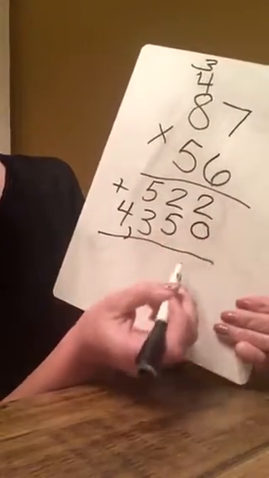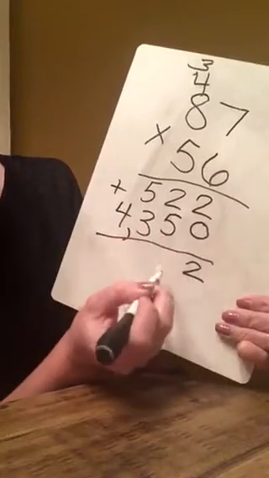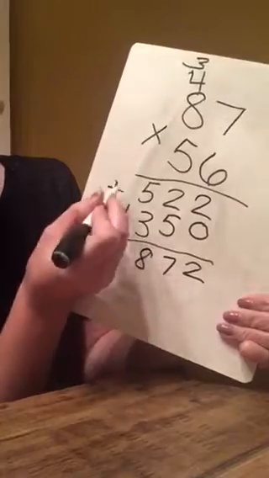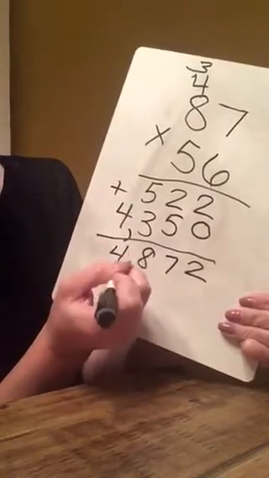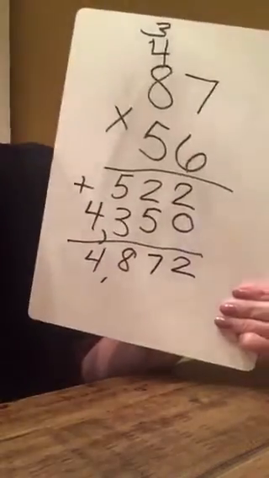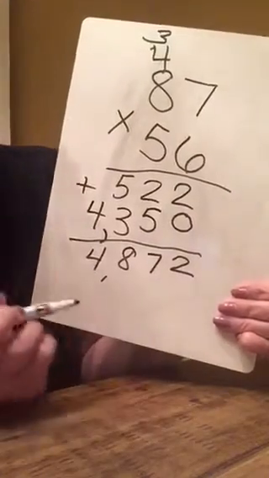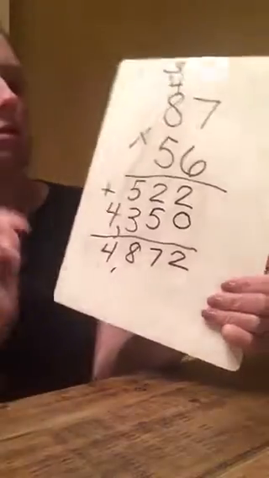All right, 2 plus 0 is 2. 2 plus 5 is 7. 5 plus 3 is 8. And nothing plus 4 is 4. So my answer to 87 times 56 is 4,872. Okay?